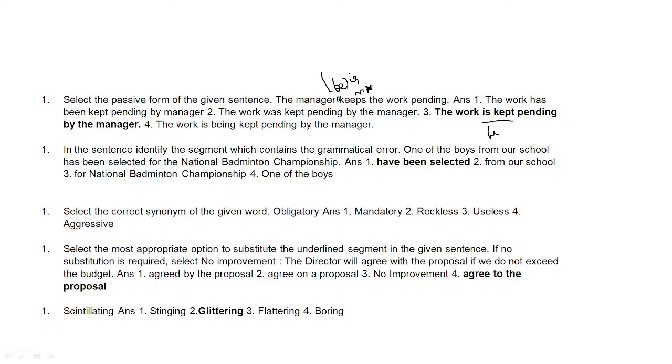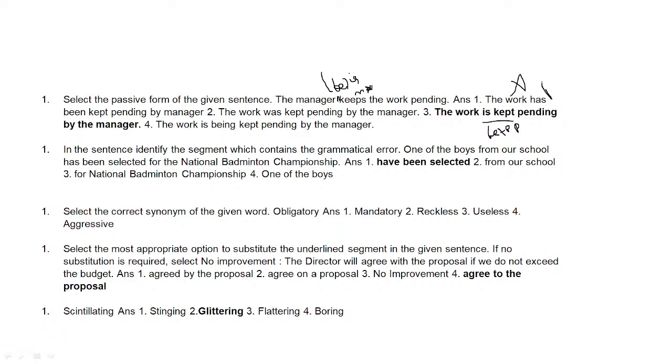Be plus past participle. See, the past participle of keep is kept. What are the other options that you have? The work has been kept pending. Why are we not using that? What is has been kept? Has been is present perfect, right? But kept pending is also there. So it is present perfect continuous. Has been kept pending. Was kept pending. So this is not an option, right?